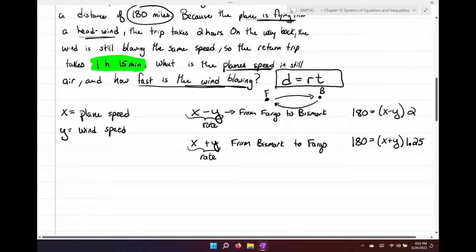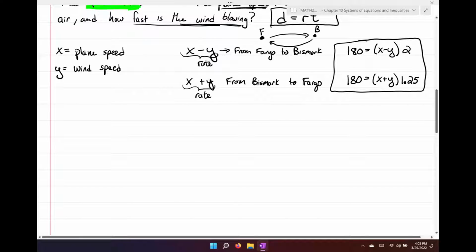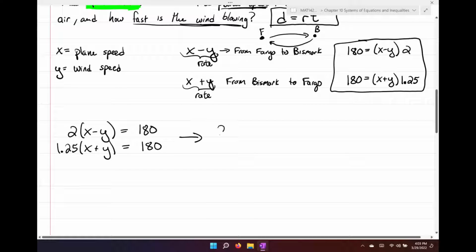Now we have our system. So I'm just going to go ahead and rewrite our system here. I'm just going to write it to the lower left. So we have, and I'm going to write it nice and neat, 2 times the quantity, x minus y equals 180. And then we have 1.25 times the quantity, x plus y equals 180. Now I'm going to go ahead and just use basic math. I'm going to distribute the 2 first. 2x minus 2y equals 180. And 1.25x plus 1.25y equals 180.